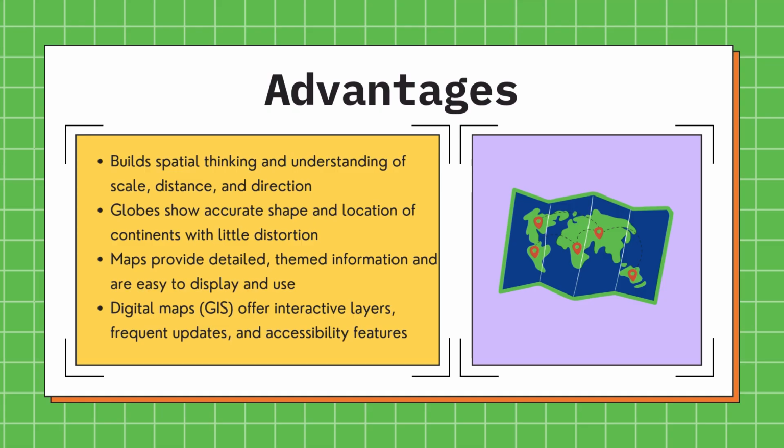Maps, on the other hand, are more detailed and easier to use for instruction. We can get physical maps, political maps, and historical maps. Plus, they're easier to display and compare. They also support spatial thinking, which is a big part of the social studies and science curriculum.